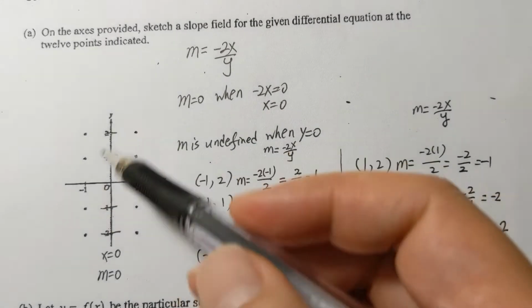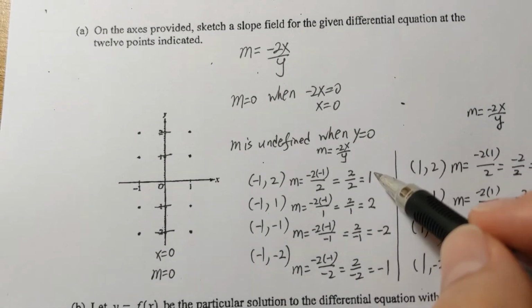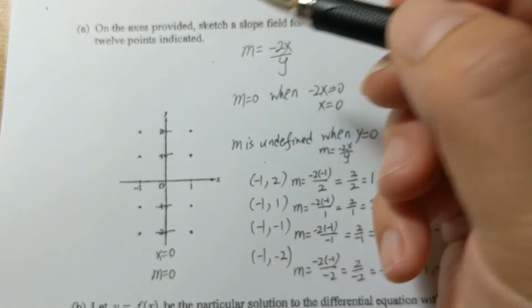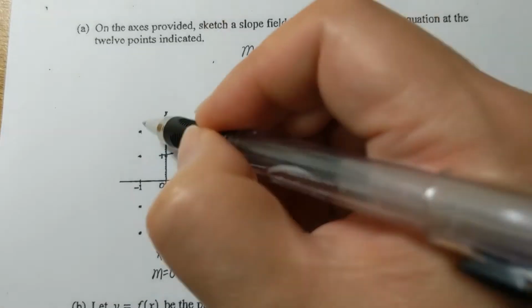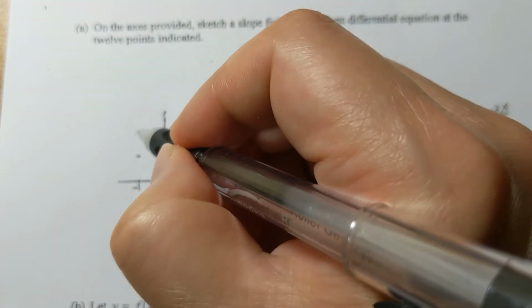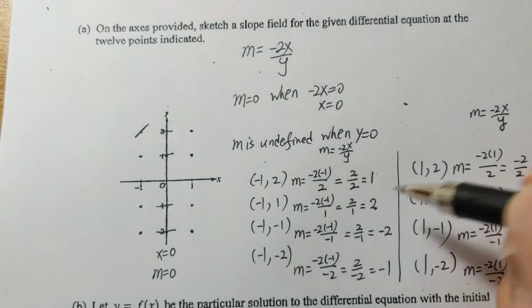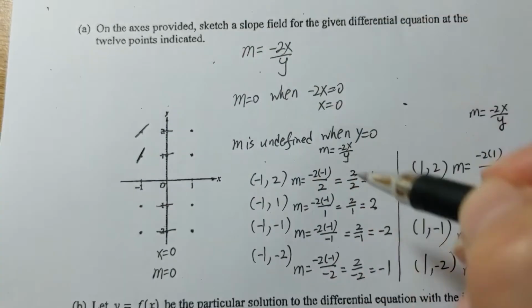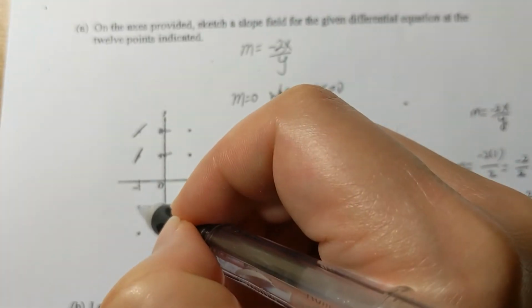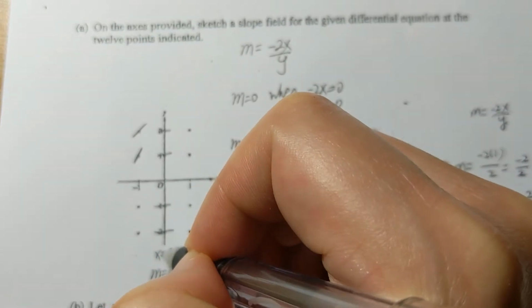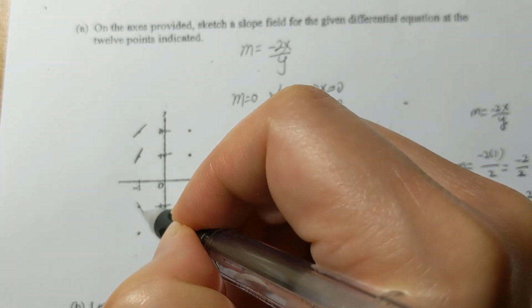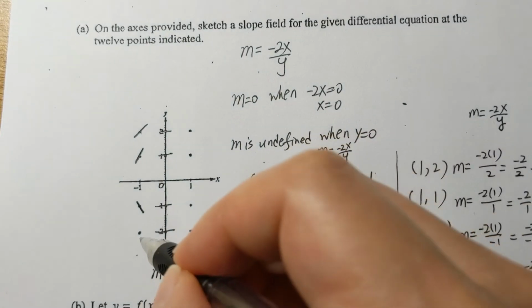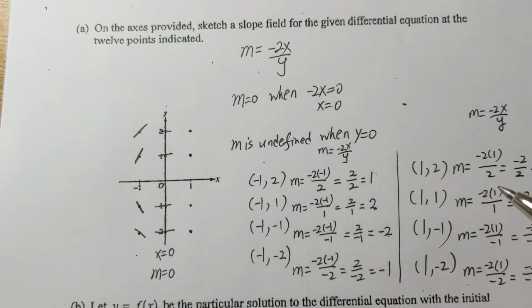So now we're going to go back to the column and draw the line segment with slope 1 at negative 1 comma 2. So we go 1 up and 1 to the right. Imagine connecting these 2 points. Then you get 2, so 2 up and 1 to the right. Then you get negative 2, so 2 down and 1 to the right. Then you get negative 1, so 1 down, 1 to the right. So we finished the first column.